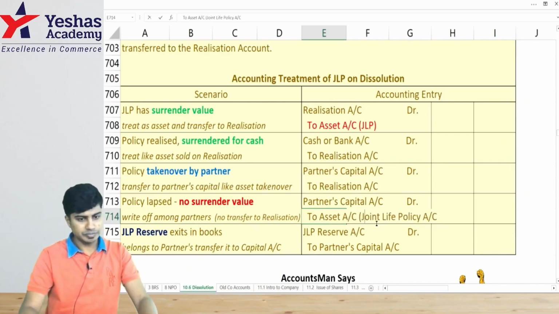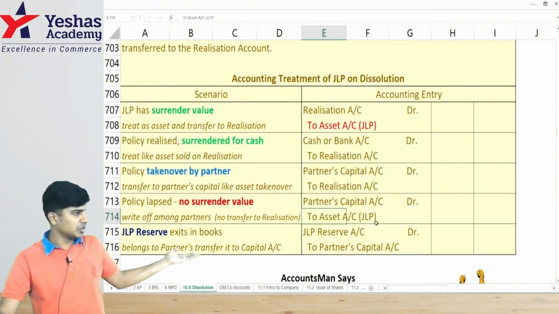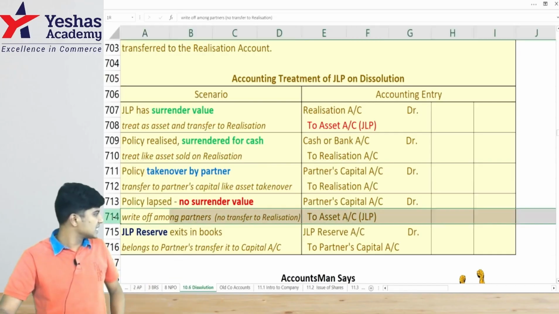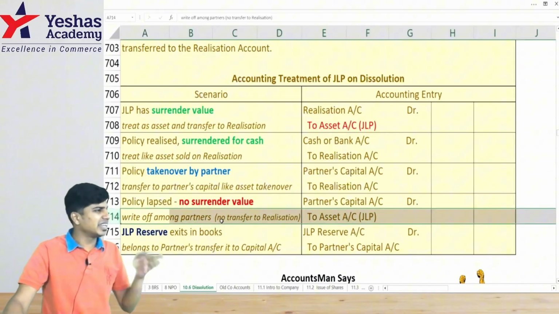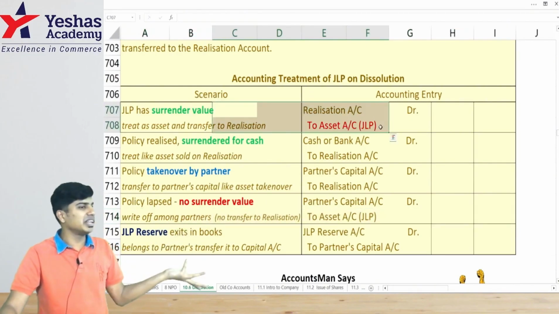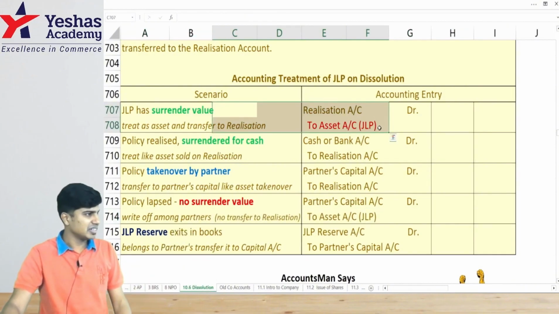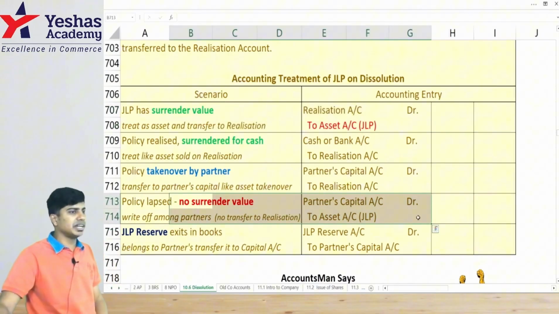This is asset account. I'll write JLP. Shortcut, easy for you to remember. If the asset is getting sold, there is a point in transferring to realization. If it's going to realize nothing, you can just write partner's capital to asset and close. Writing off the asset directly to capital. Or if you want, you can write realization to asset but don't write any cash to realization entry. Either way it is the same. But ICAI usually follows the approach of writing partner's capital to JLP when it is written off.